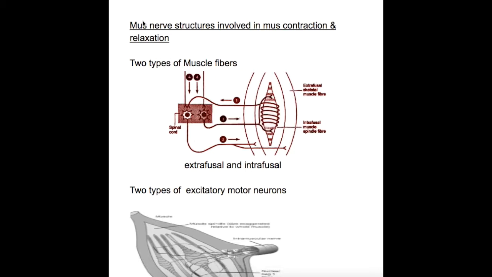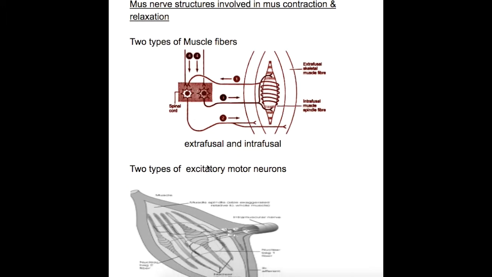So what are the muscle and nerve structures involved in muscle contraction and relaxation? There are two types of muscle fibers, the extrafusal fibers and the intrafusal fibers. The center of the intrafusal fiber does not contract because it doesn't have actin and myosin, whereas its ends will contract. The extrafusal fibers contract.